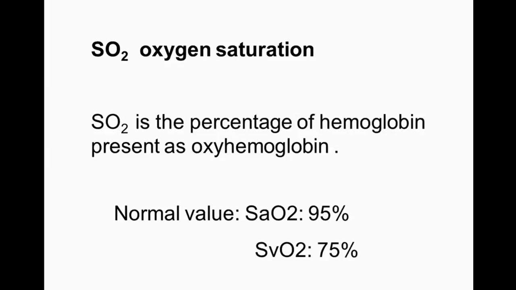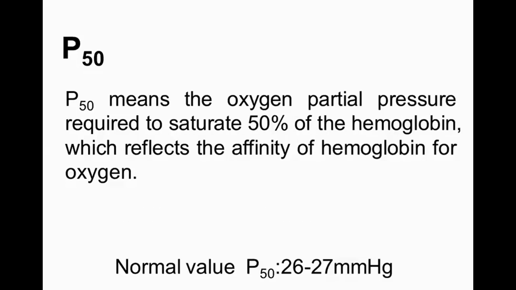Oxygen saturation, as we said, is the percentage of hemoglobin presented as oxyhemoglobin, normally 95, and venous is 75, and the difference will be the extraction, from 20 to how much? To 30. Yes? Increased with decreased delivery, and decreased with cytotoxic hypoxia.